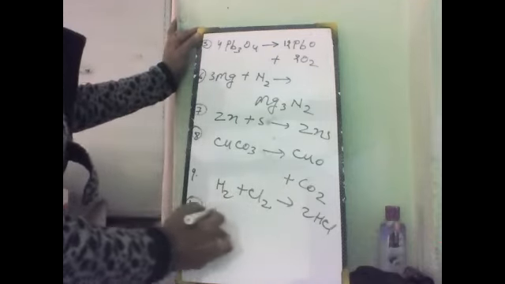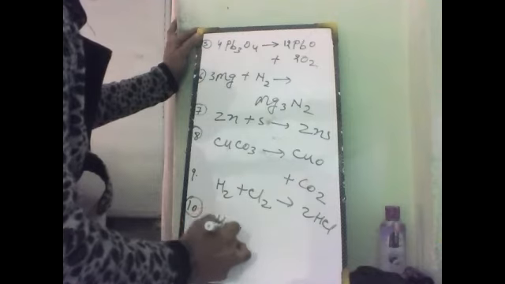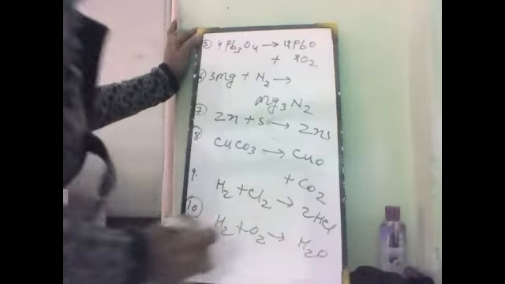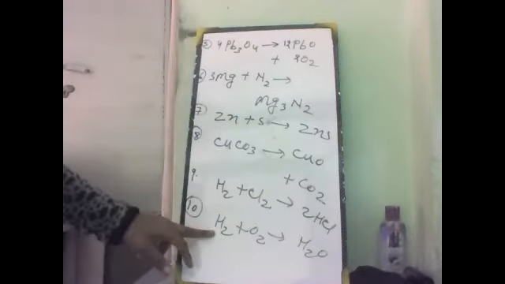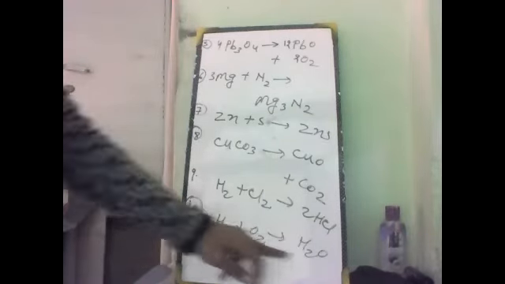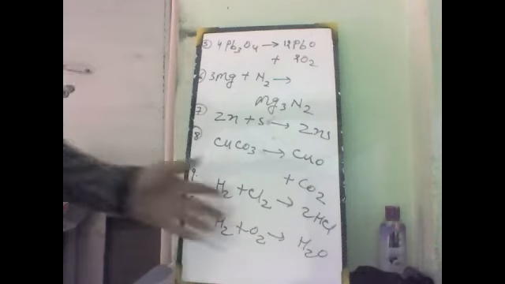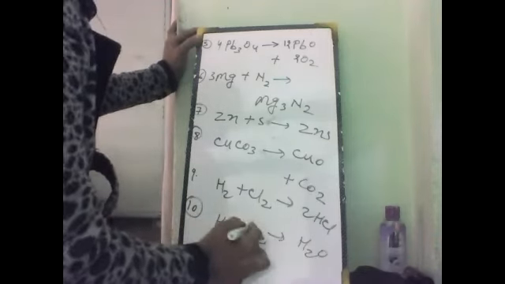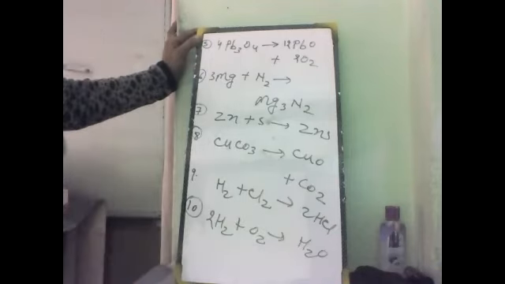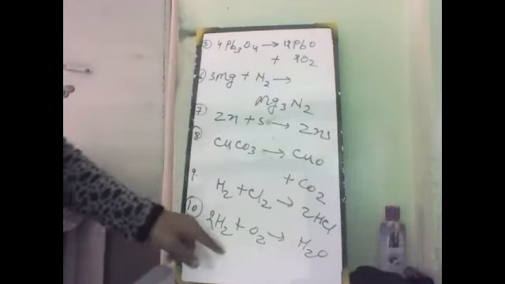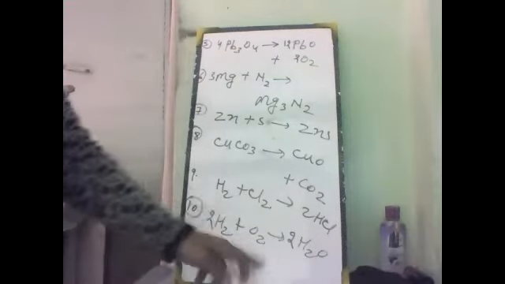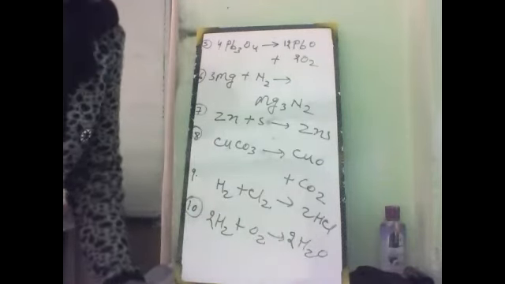Last is 10. H2 reacts with oxygen to form H2O. So number of hydrogen is 2, number of oxygen is 2. But here the ratio is 2:1. So we have to put 2 before this. 2 2s are 4 and 2. These are the answers of the worksheet.